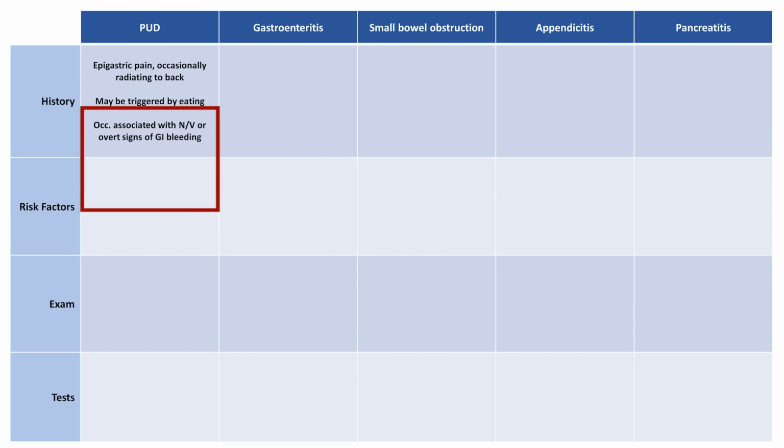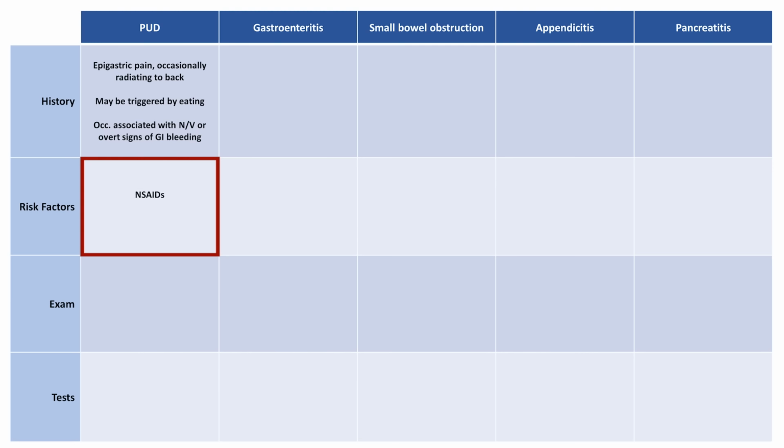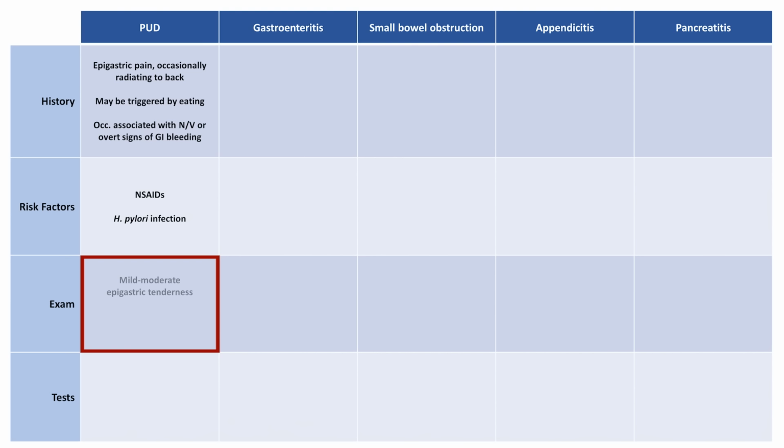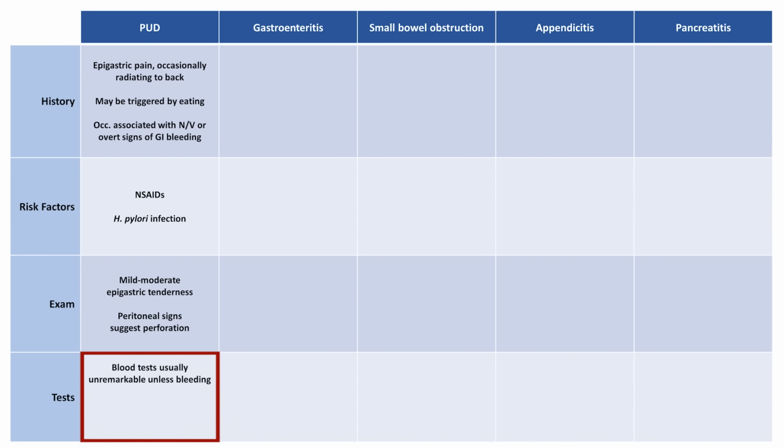absent. Risk factors include NSAID use and H. pylori infection. Physical exam can show mild to moderate epigastric tenderness. If there are peritoneal signs present, the ulcer has likely perforated and needs a surgeon. Routine blood tests are usually unremarkable unless the patient has significant bleeding. PUD is diagnosed via EGD, which should be supplemented with testing for H.